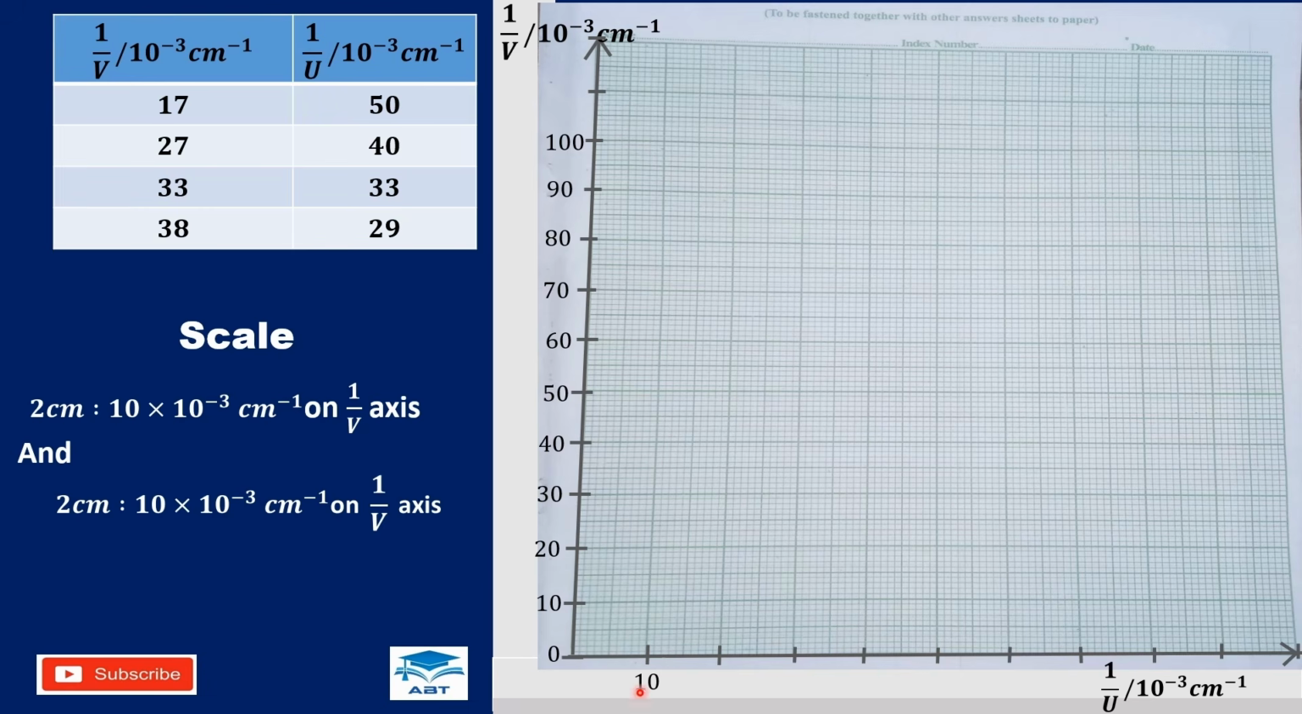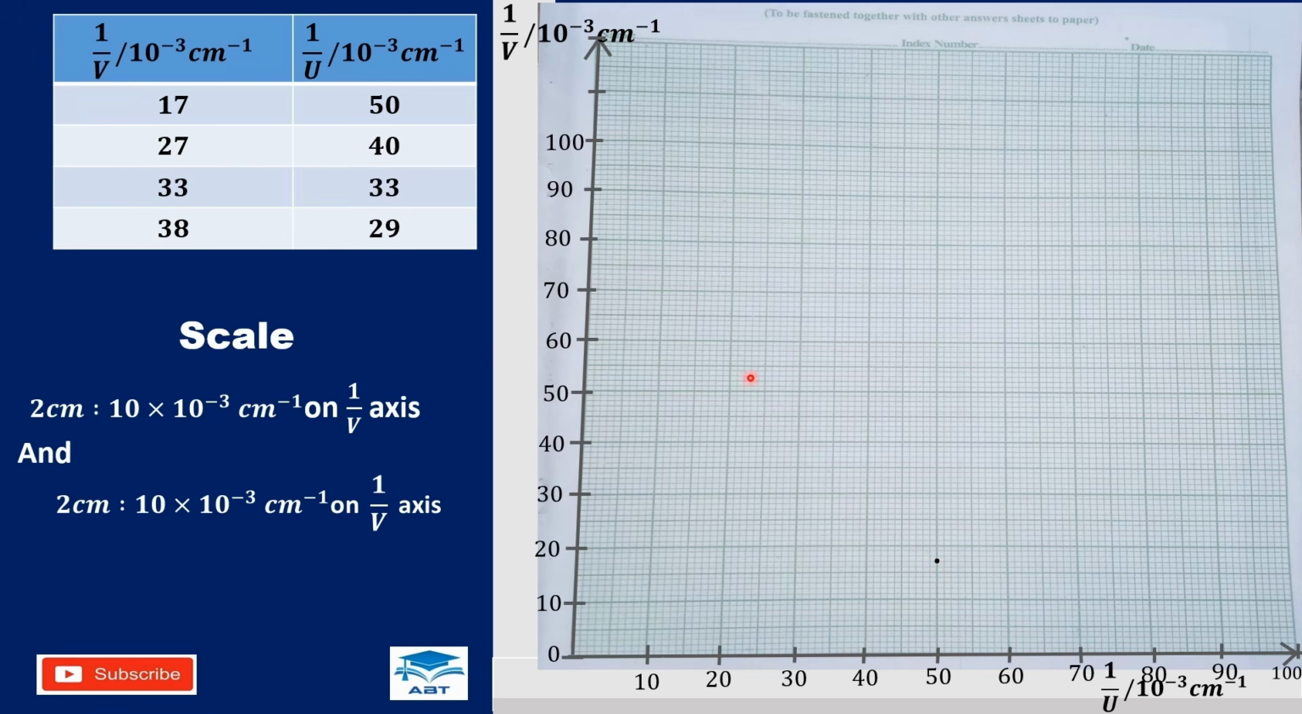And on this axis, to the same scale, we start from 0, move to 10, 20, 30, 40, 50, and so on. 10 divided by 10 is 1. So each small box on the vertical and horizontal axis is equal to 1. So for the first point, we have 50 on the horizontal axis and then 17 on the vertical axis. So this is 50 and this is 10. We count 7 more boxes and they will meet here.